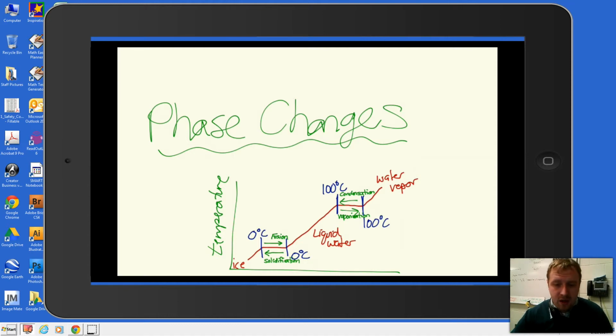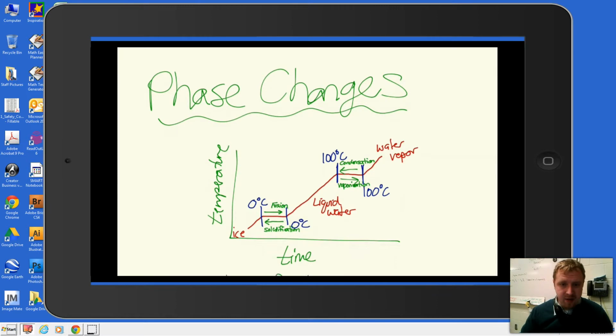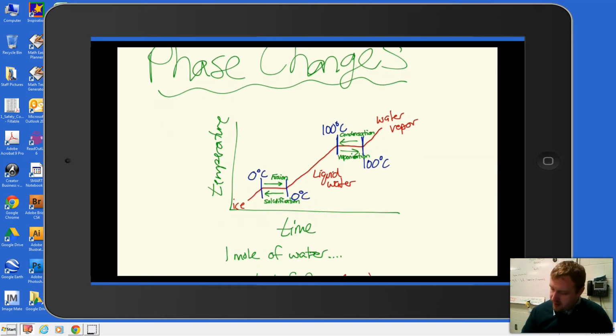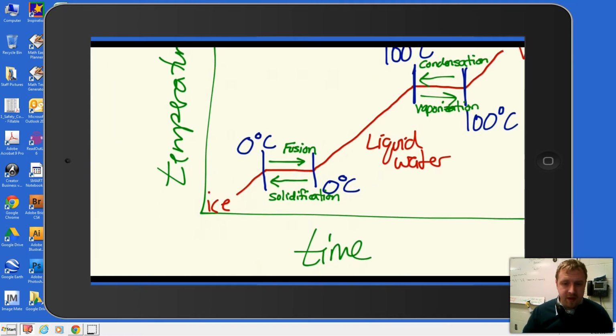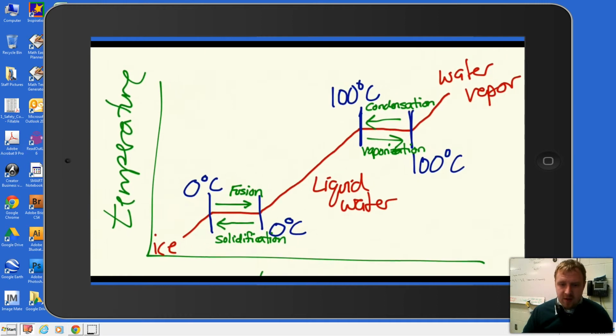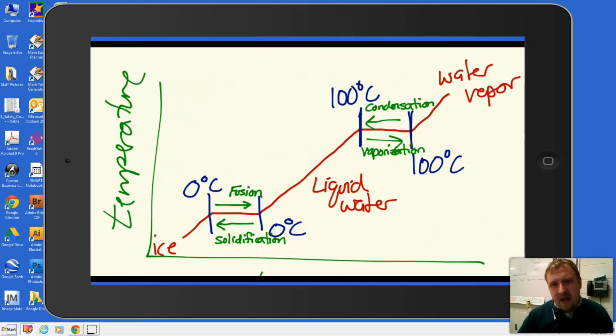So I'm just going to go ahead and look over here at my iPad, and you should be able to see my iPad on the screen. This is what we did in class. We focused in on this chart where we plotted temperature versus time. And what we saw, and you can see this in the red line, is that as the temperature graph went up, it plateaued in spots.